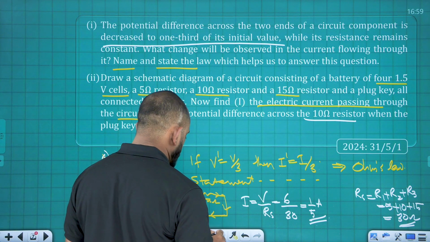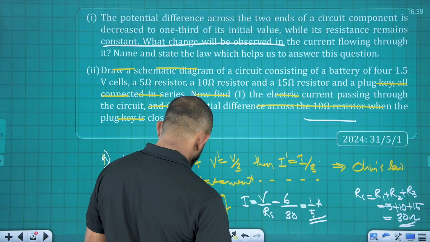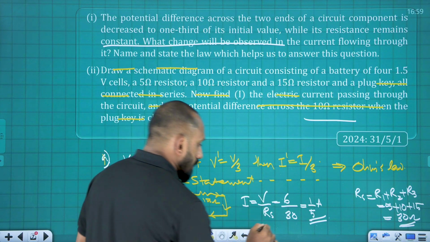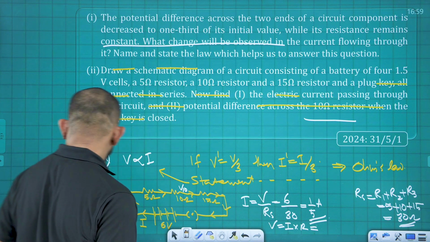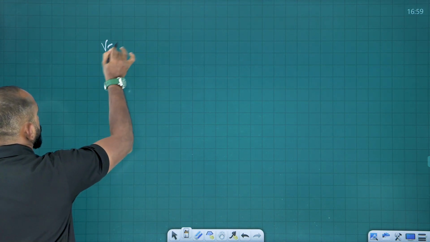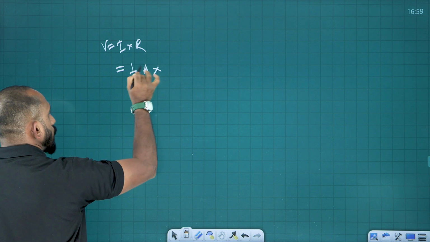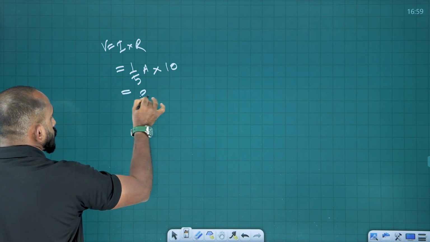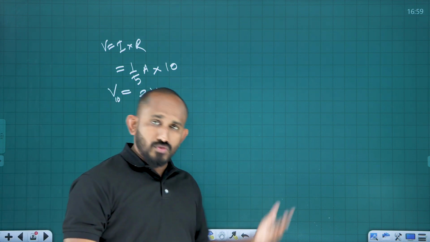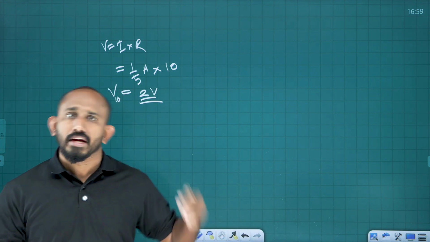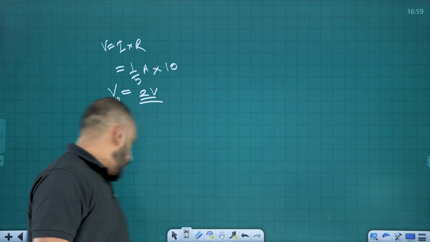So current will be V equal to I into R. V is equal to I into R, and I we have 1 by 5 ampere into R is 10, that is 2 volts will be the voltage across the 10 ohm resistor. Similarly, you can find out for the 5 ohm resistor: 1 by 5 into 5, that is 1 volt. Okay, so hope you got it.